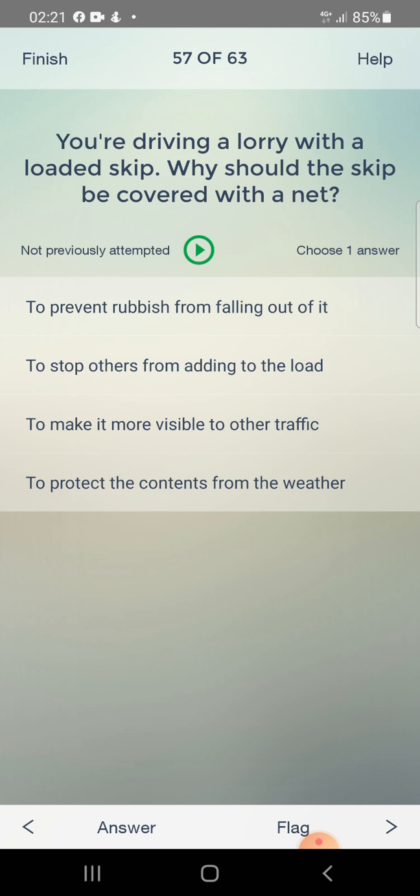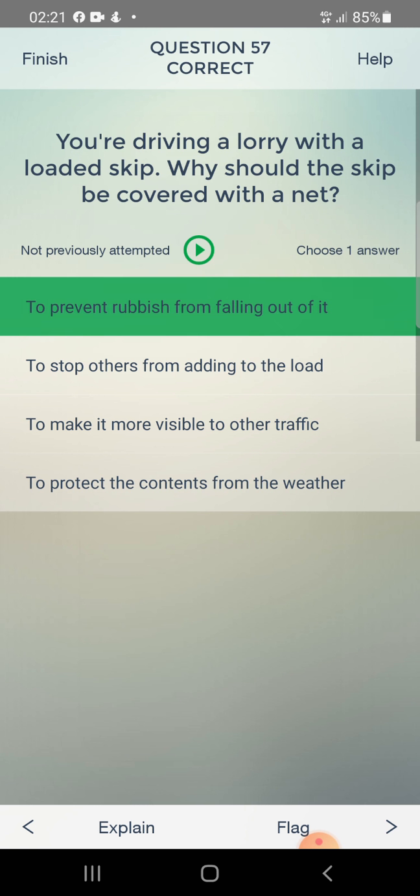You are driving a lorry with a loaded skip. Why should the skip be covered with a net? To prevent rubbish from falling out of it, to stop others from adding to the load, to make it more visible to other traffic, to protect the contents from the weather. First, to prevent rubbish from falling out of it.